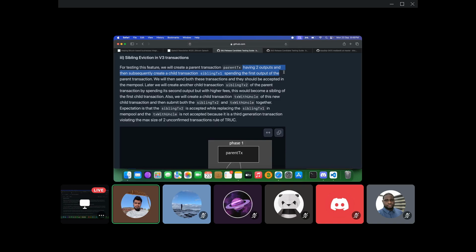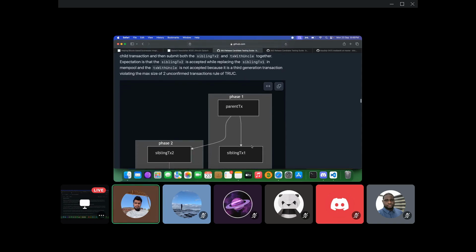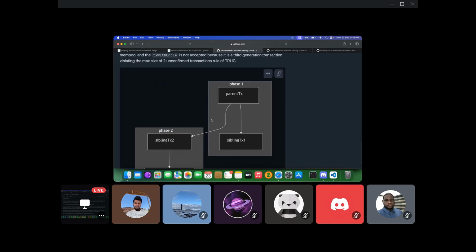Later, we will create another child transaction, sibling TX2, of the parent. So you have a parent transaction that has two outputs. Now you create a child for one of those outputs and call it sibling TX1, and you create that transaction and broadcast it. Then you take the second output of the same parent transaction and attach another child transaction to it with a higher fee. What will happen in this situation is that the transaction set with sibling transaction 2 will replace sibling transaction 1. Now, what is noteworthy here?